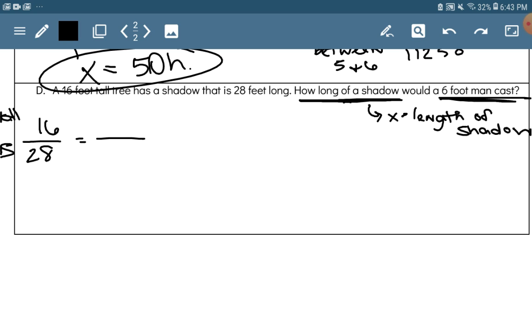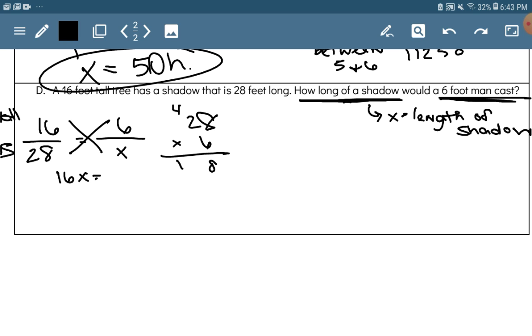So since it's the height of someone, I'm going to put it on the top, just like the height or how tall the tree was. Since X is the length of shadow and 28 was also a length of shadow, they will both be on the bottom. Now that I've got it set up, I can cross multiply. 16 times X is 16X. And 28 times 6, I need to figure out. 6 times 8 is 48, carry the 4. 6 times 2 is 12, plus 4 is 16, so it's 168.